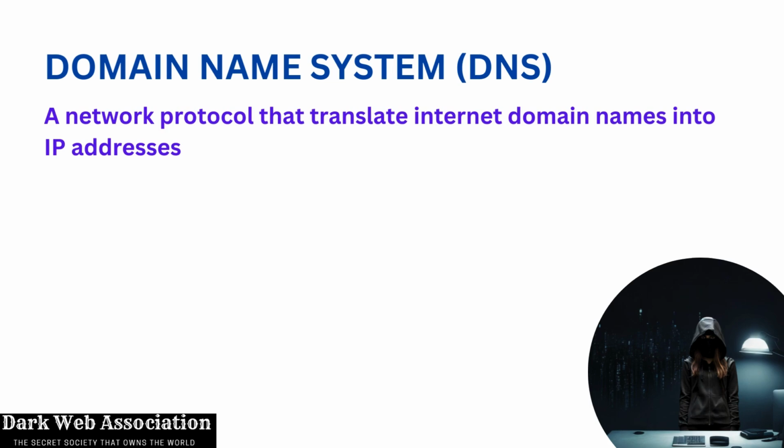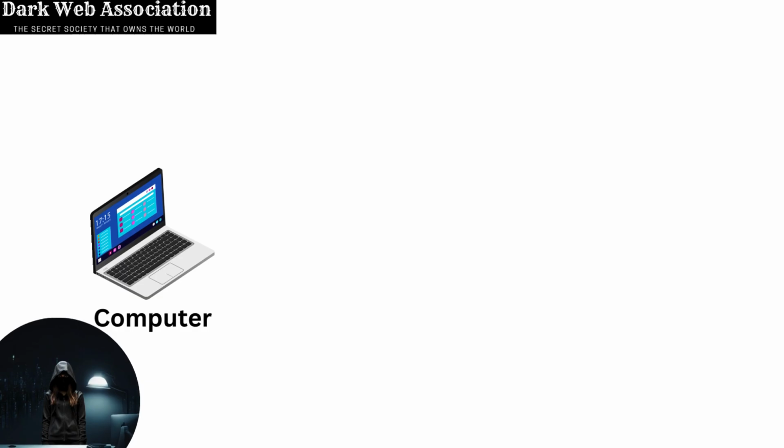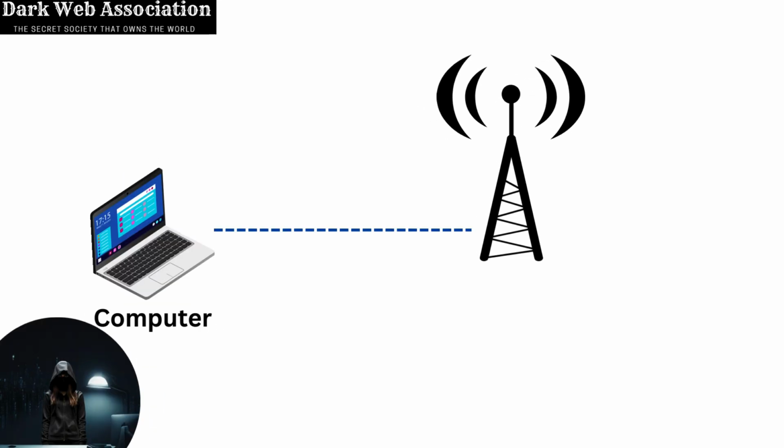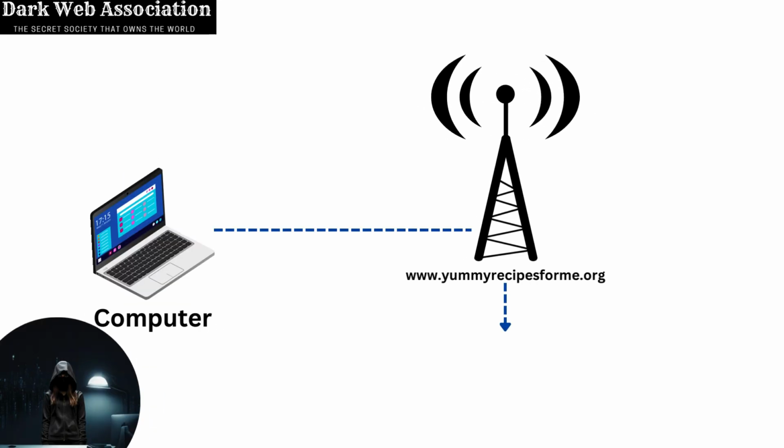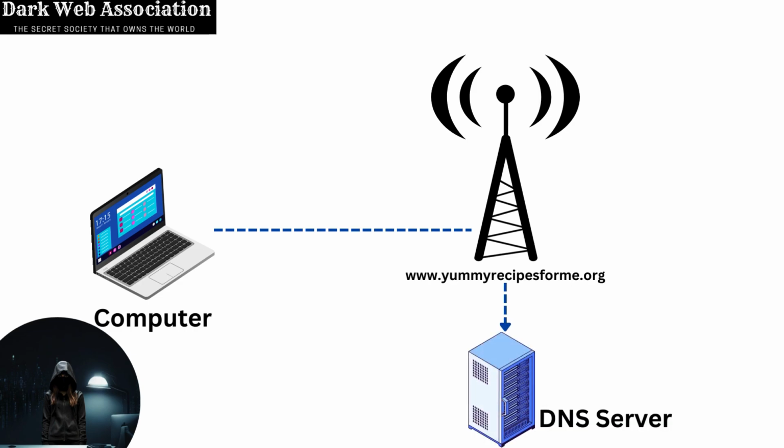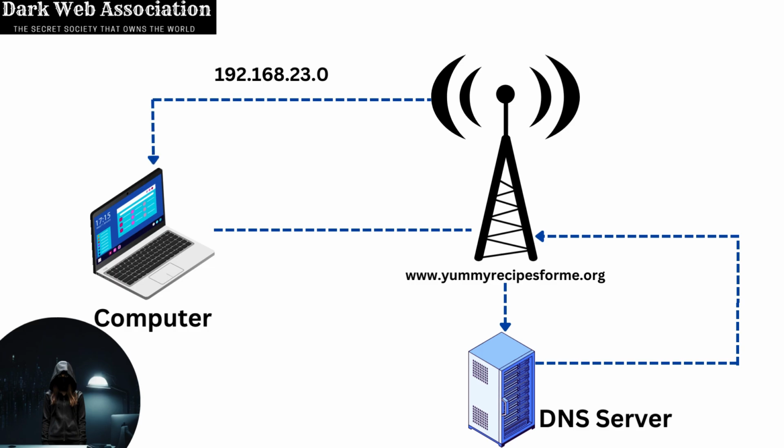Next comes a protocol called the Domain Name System, or DNS, which is a network protocol that translates Internet domain names into IP addresses. The DNS protocol sends the domain name and the web address to a DNS server that retrieves the IP address of the website you were trying to access, in this case, Yummy Recipes for Me. The IP address is included as a destination address for the data packets traveling to the Yummy Recipes for Me web server.